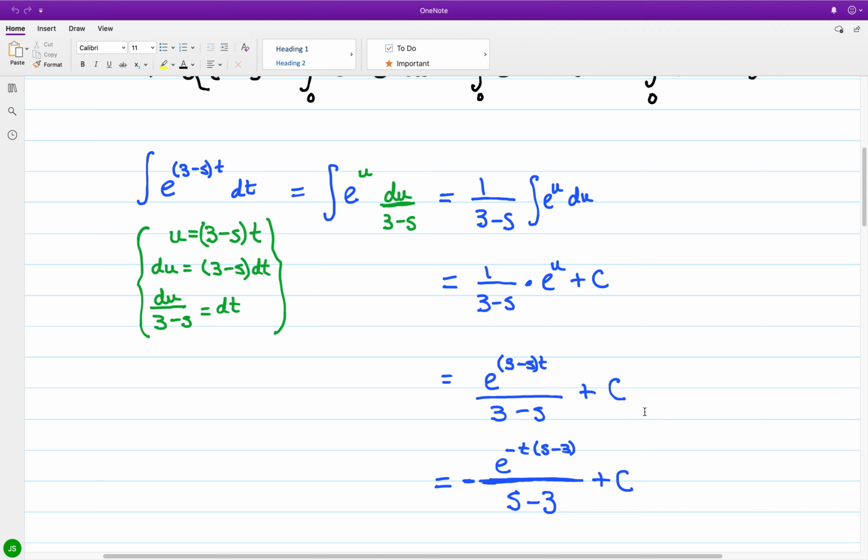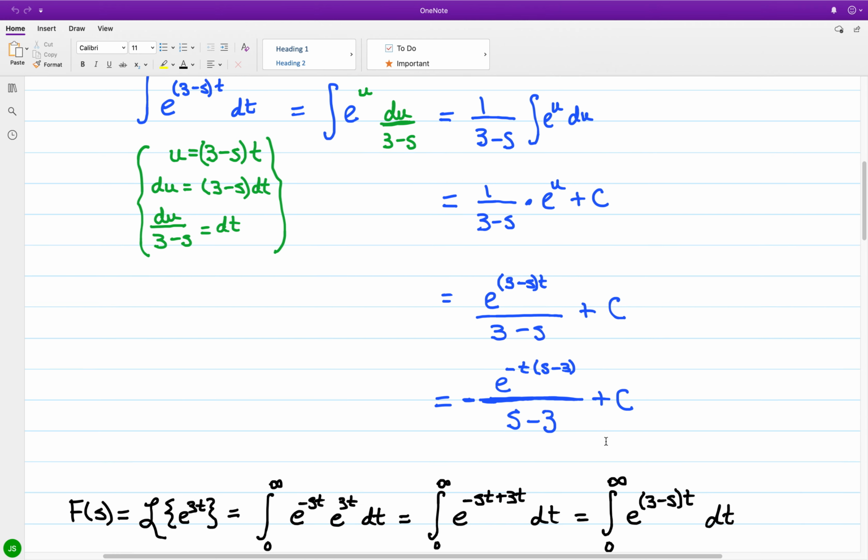And now we're going to be looking at making this expression go to 0 once we apply the limit. So I'm going to put what I have here factoring out negative t, and also changing the 3 minus s in terms of s minus 3. So I'm going to be taking the negative of e to the negative t times the quantity of s minus 3, over s minus 3, followed by the constant. And so carrying this antiderivative over.